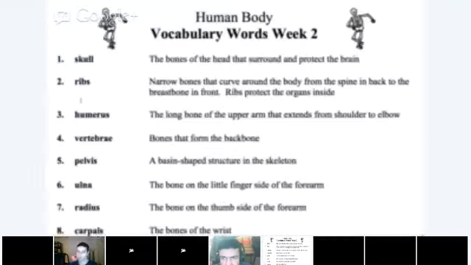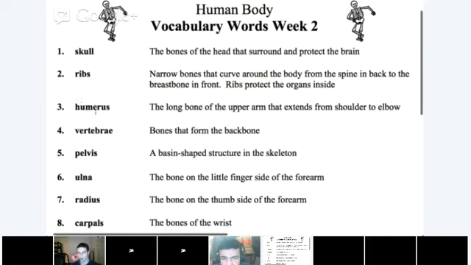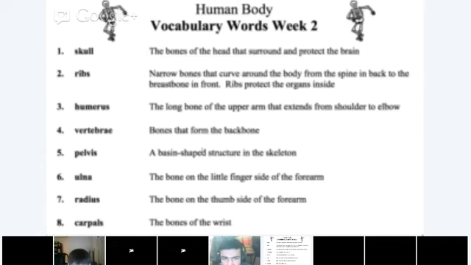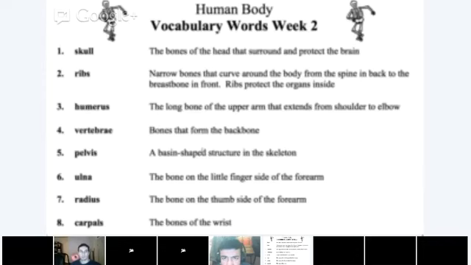Next, who would like to read next? Who hasn't read yet? Steph, do you want to read next? Yes. Okay, can I get you to read 3 and 4? Humerus: the long bone of the upper arm that extends from shoulder to elbow. And 4, vertebrae: bones that form the backbone. Perfect. Thank you so much, Steph.